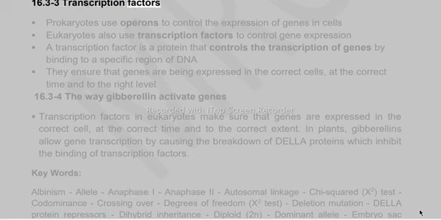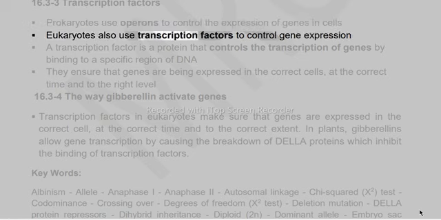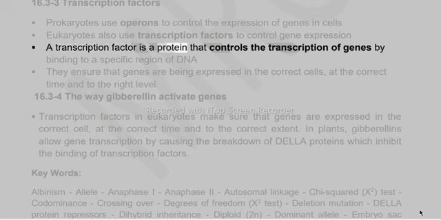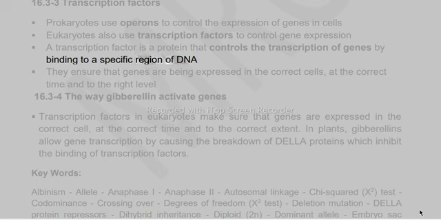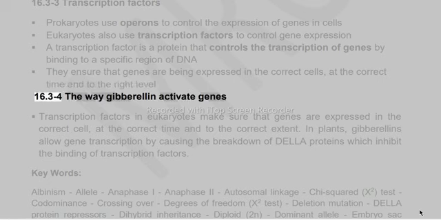16.3-3 Transcription factors. Prokaryotes use operons to control the expression of genes in cells. Eukaryotes also use transcription factors to control gene expression. A transcription factor is a protein that controls the transcription of genes by binding to a specific region of DNA. They ensure that genes are being expressed in the correct cells, at the correct time and to the right level.